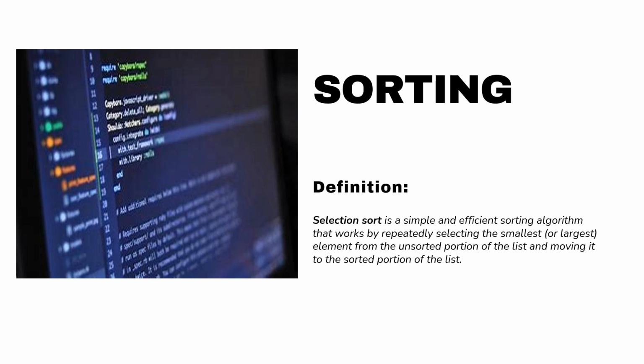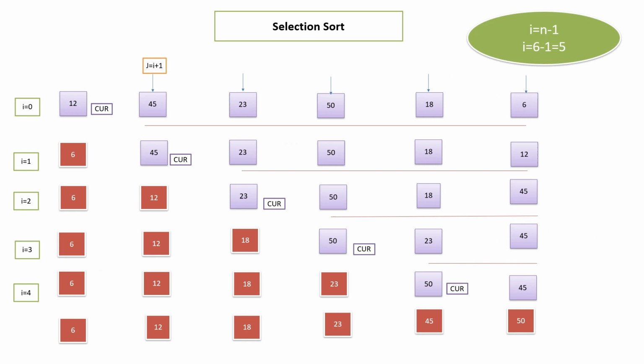This is a sorting video for selection sort. Selection sort is a simple and efficient sorting algorithm because it repeatedly selects the smallest element from the unsorted portion of an array or a list, and moves it to the sorted position in the list. So this is the smallest one. Now we learn how selection sort works.